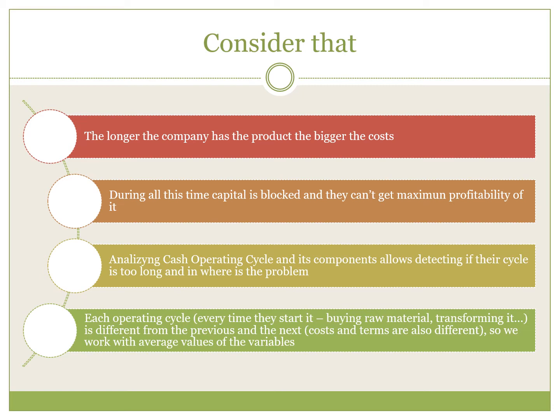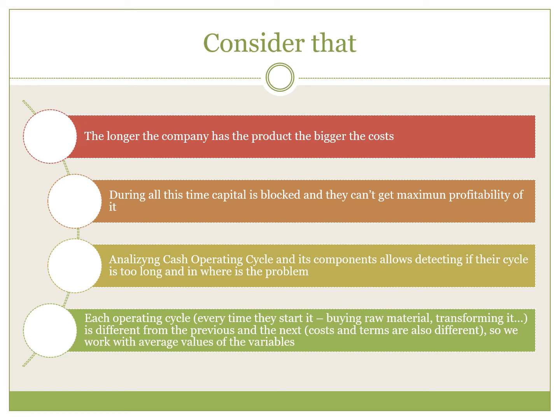Having a very big warehouse is not interesting for the company. Besides that, during all this time, the capital is blocked. Your money is stored in the warehouse in the form of a final product or a raw material or whatever, but the company is not getting the maximum profitability from it. So this is not very interesting. Analyzing the cash operating cycle and the components of this measure allows the company to detect if the cycle is okay, if it is too long, and where exactly the problem is.